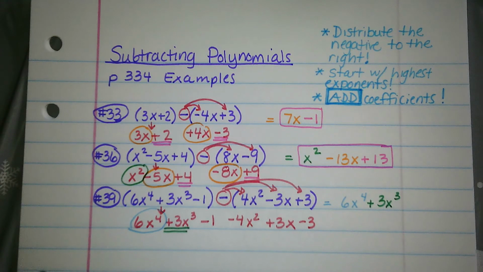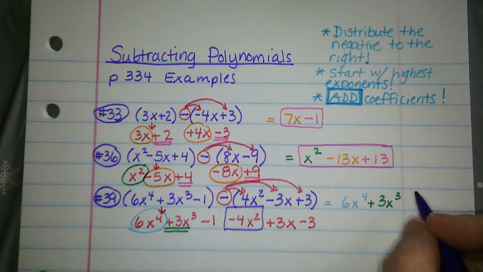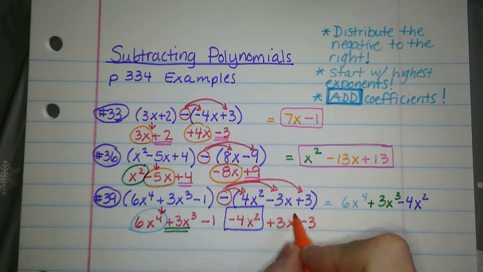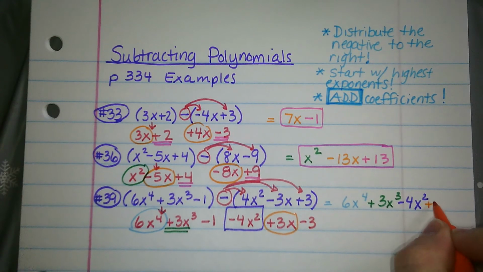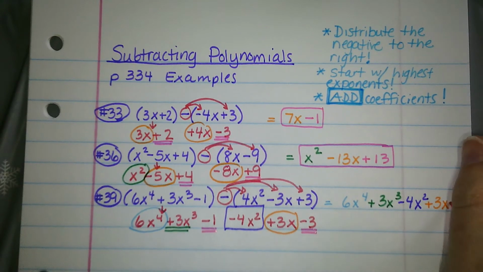We've got x squareds. We've got negative 4x squared. Next, we've got x's. Only a 3x, positive. And then, of course, our constants. And when we add those up, we've got negative 1 plus negative 3. That gives us negative 4.